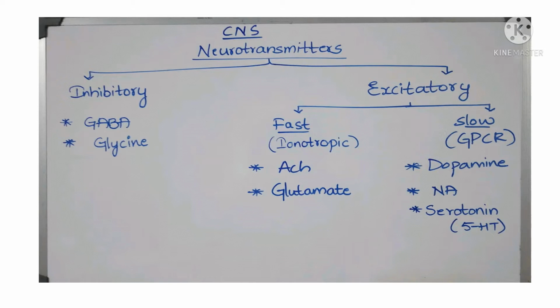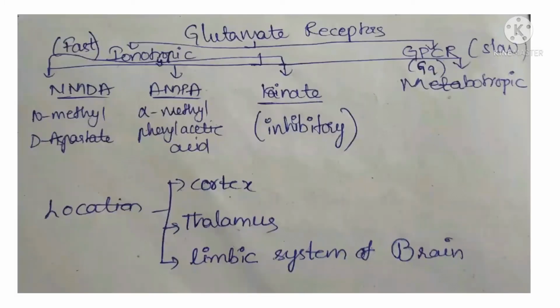Now we'll go into detail of each neurotransmitter. First we'll study glutamate, which is an excitatory neurotransmitter. Here we can see the different types of receptors on which glutamate acts, so we call them glutamate receptors. Under this we have NMDA, AMPA, kainate, and metabotropic receptors. The first three are ionotropic and the last one is G-protein coupled.